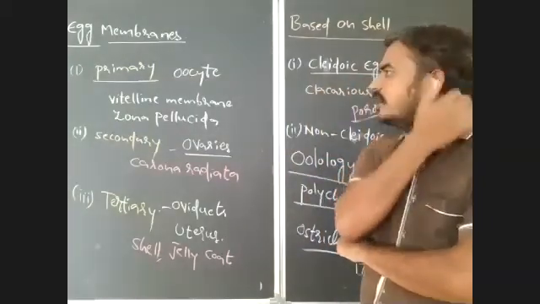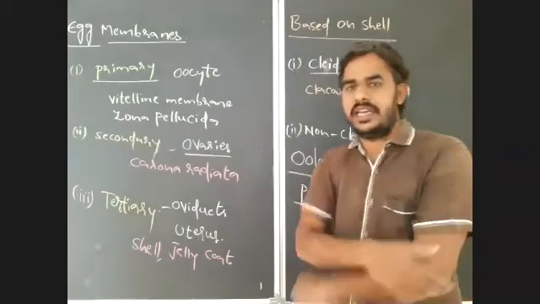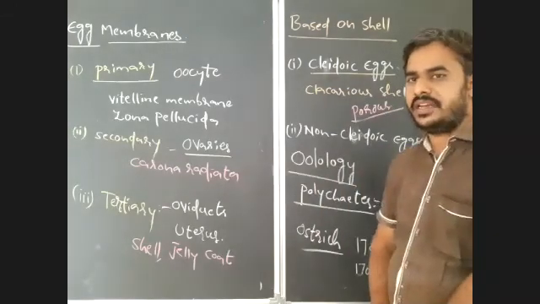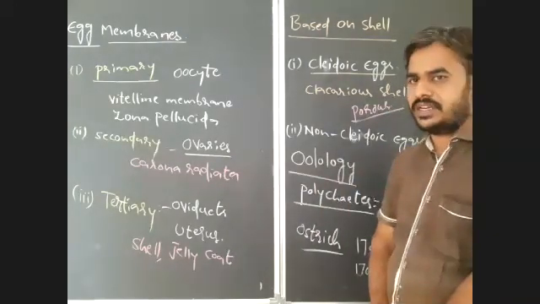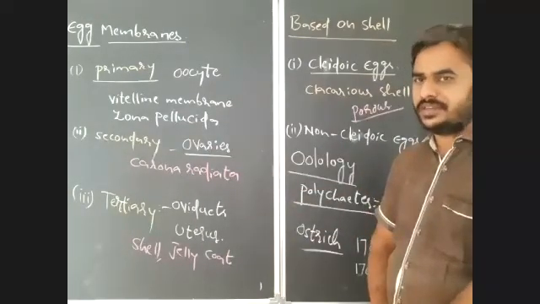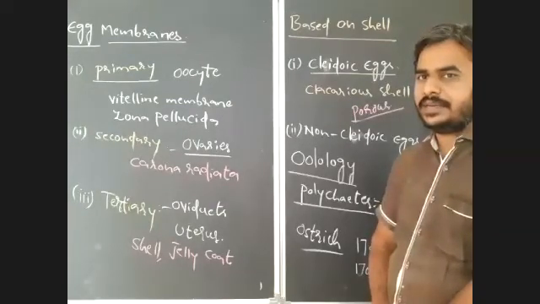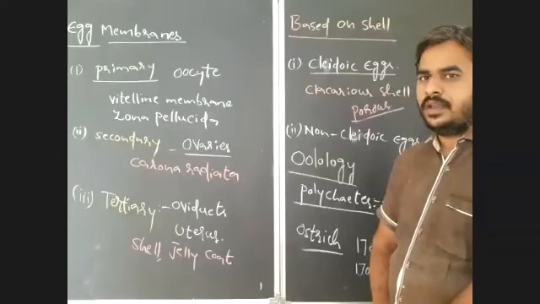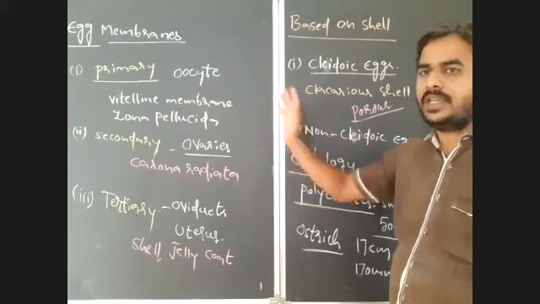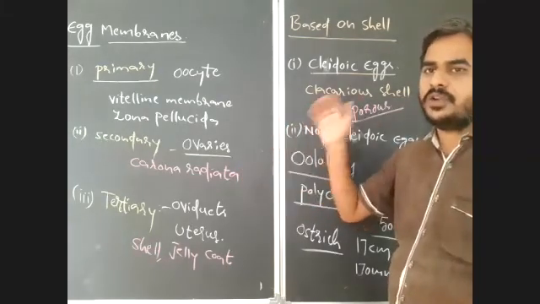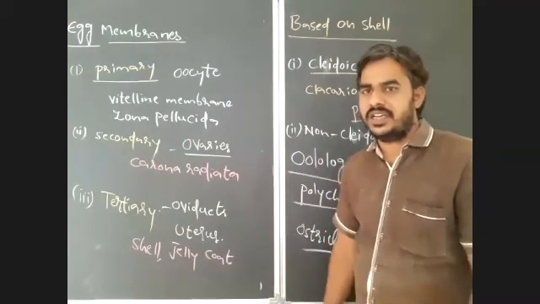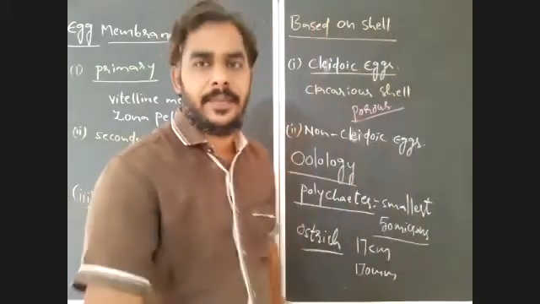After that, we discussed cleidoic and non-cleidoic eggs based on the shell. If the shell is present, they are cleidoic eggs. If the shell is absent, they are non-cleidoic eggs. We already discussed the importance of this shell. After that, we discussed the egg membranes based on the location of formation. These are of three types: primary, secondary, and tertiary egg membranes. Primary egg membranes are secreted by the oocyte itself. Secondary egg membranes are secreted by the ovary, and the tertiary egg membranes are produced in the fallopian tubes or oviducts and in the uterus. The study of egg is oology.